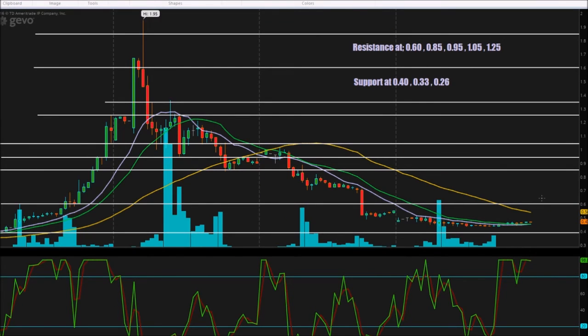But for now, it looks like it is absolutely trying to leg up. You know, the moving averages look good. The RSI looks good. Let me just clarify. The moving averages don't look good. We have the 50 period above everything, but it's starting to look better. Let me put it that way.